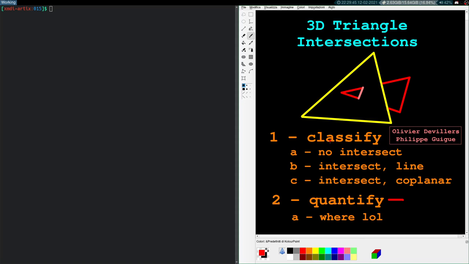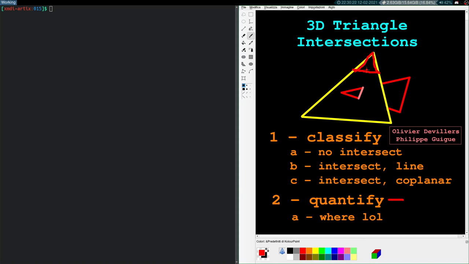So let's begin. When it comes to these intersections, you have to first classify it. So you have to see, for any two given triangles, if they A, don't intersect, if they're far apart, right? That's the most common case. Then B, if they do intersect, for example, like shown here, the yellow and red triangles intersect in a single line segment in pink. Or C, the absolute worst case, if they intersect and are coplanar. You can imagine triangles intersecting like this in this boundary here. That would be a coplanar intersection.